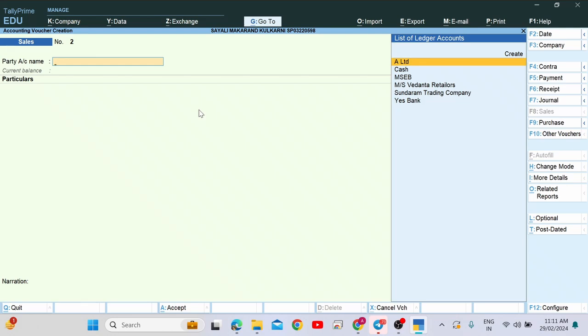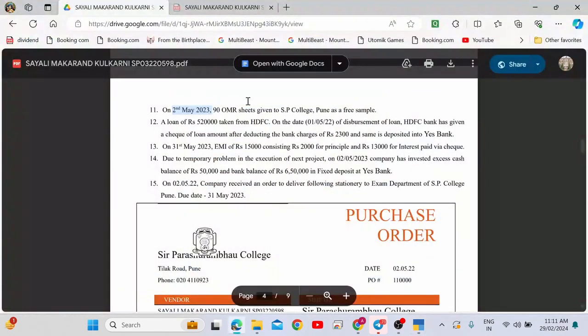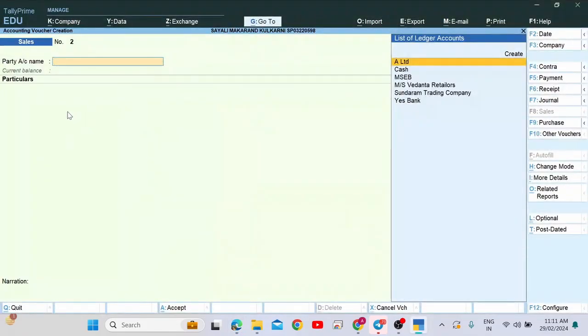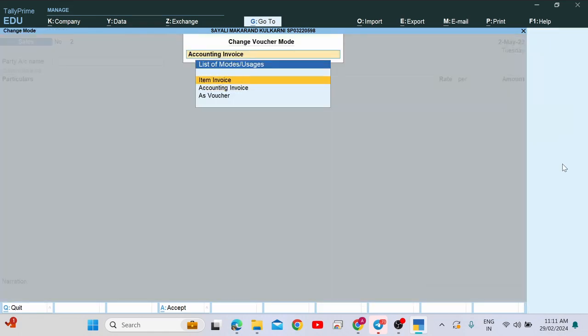And here I want this in the atom form, because in this transaction they have given atom name OMR sheets. Right now on my screen there is no space to write atom names. Where will you get that? If I want to change the mode, you will get that in the change mode option, this button. Now I will select the atom invoice.